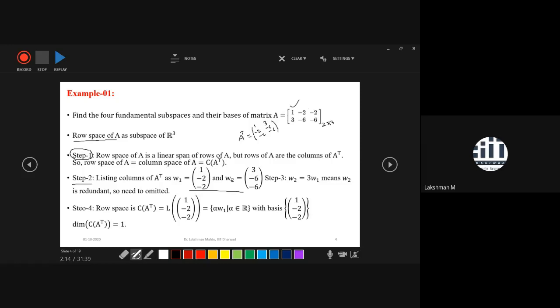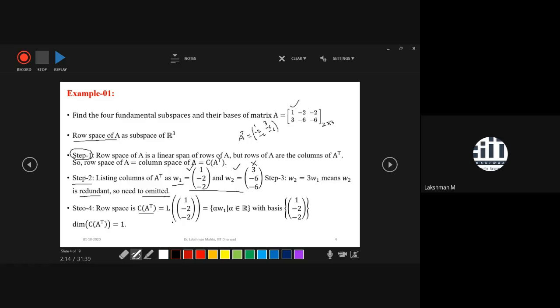Easily you can see from step 2 that the second column of A transpose, W2, is a multiple of the first column W1. So it simply means that W2 is a redundant column, and we need to omit it from the list. After removing it, the remaining column is just W1. That means W1 generates the row space of the given matrix. So the row space, or column space of A transpose, is just the linear combinations of this single vector W1.